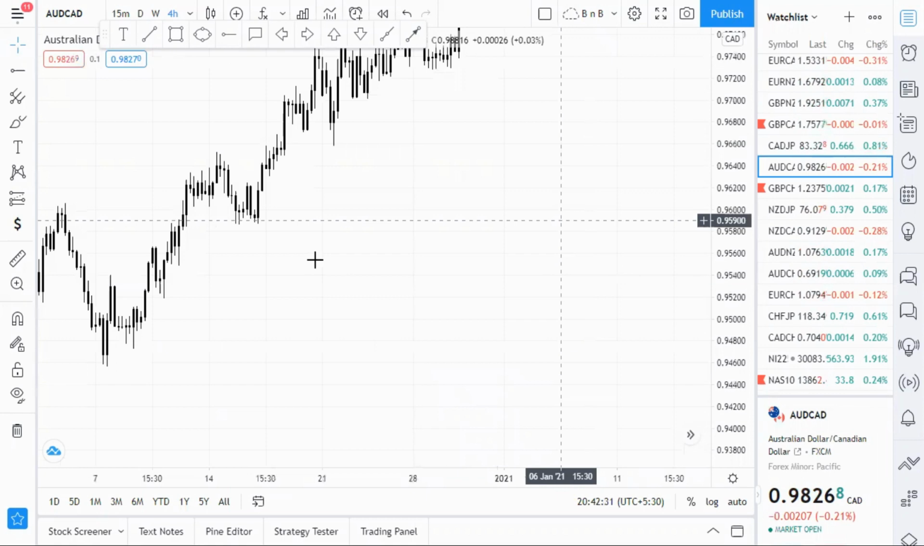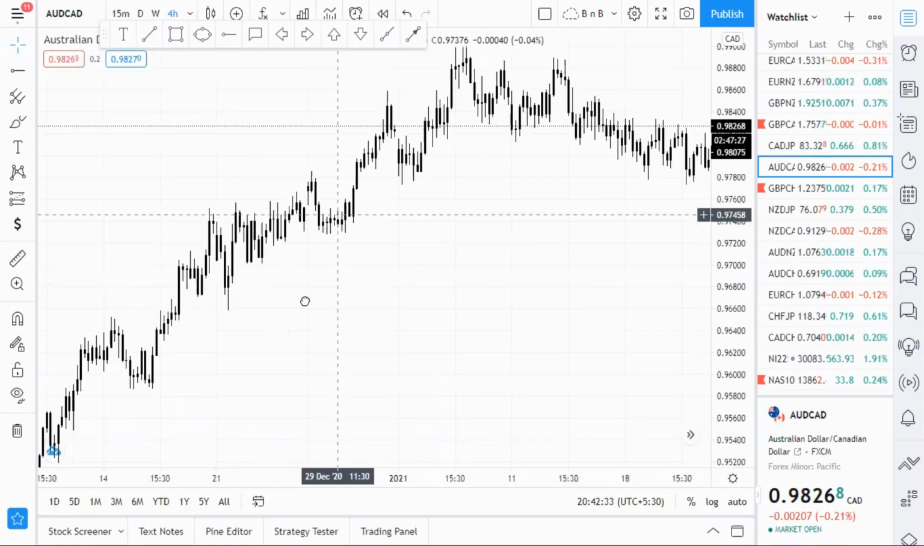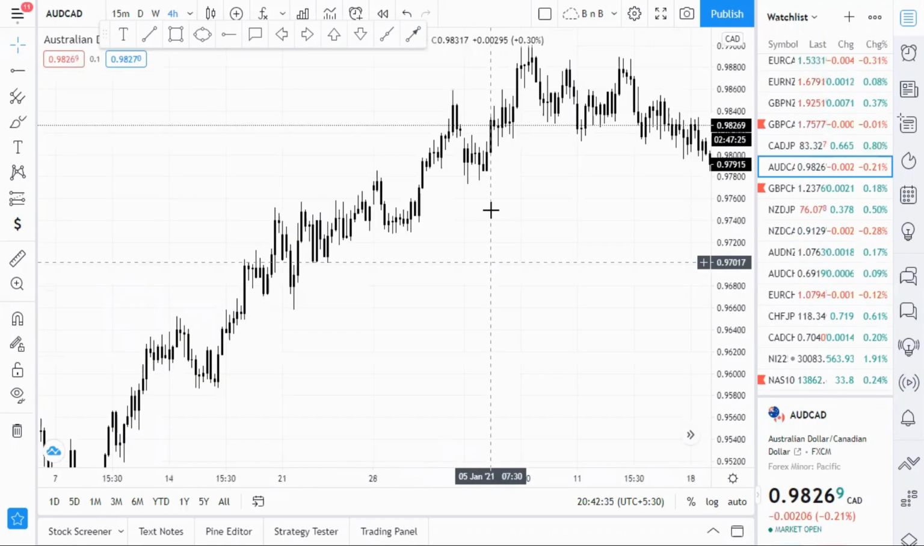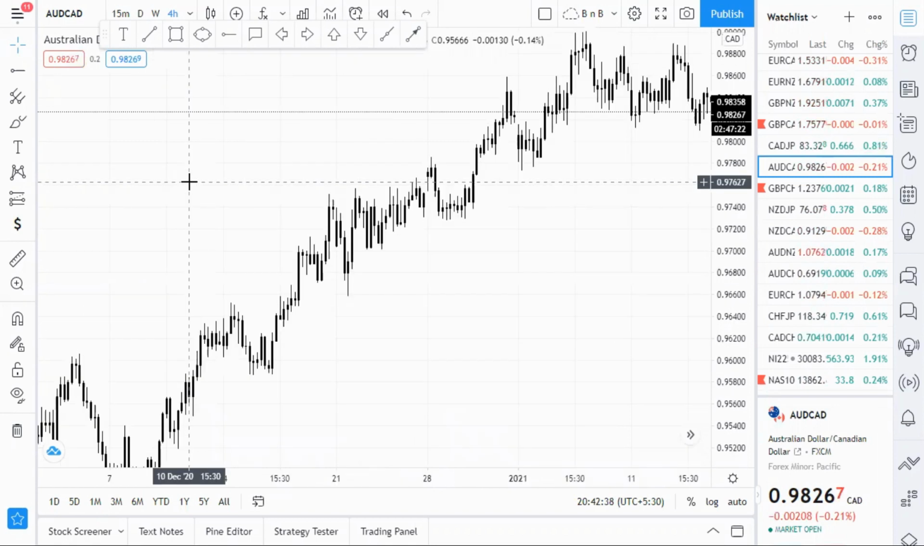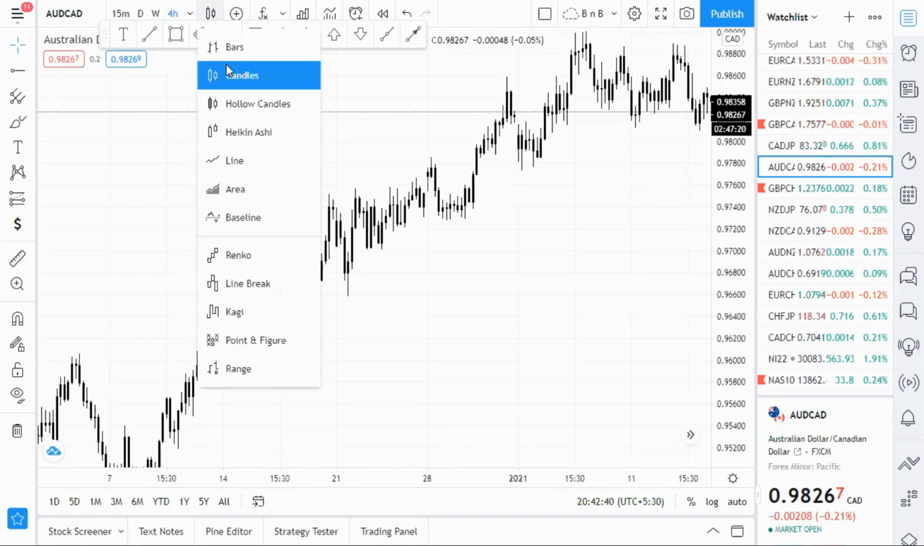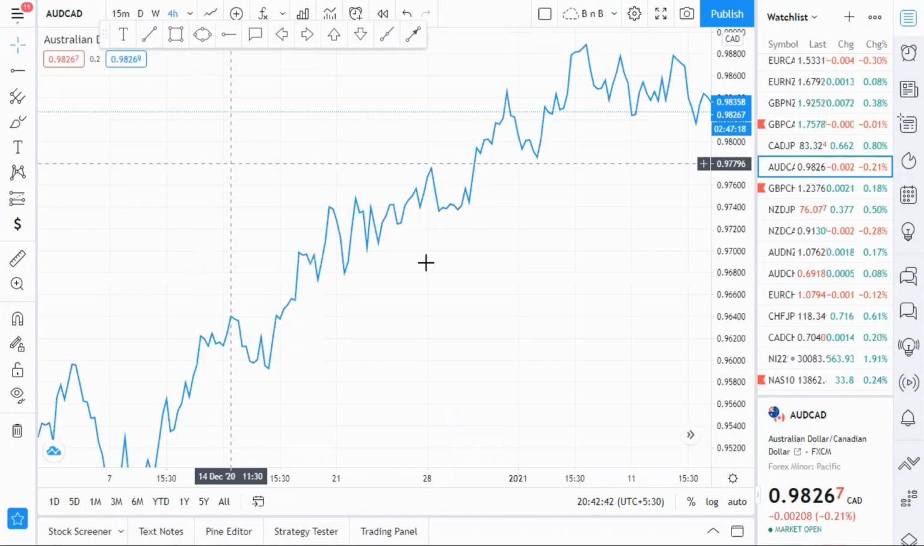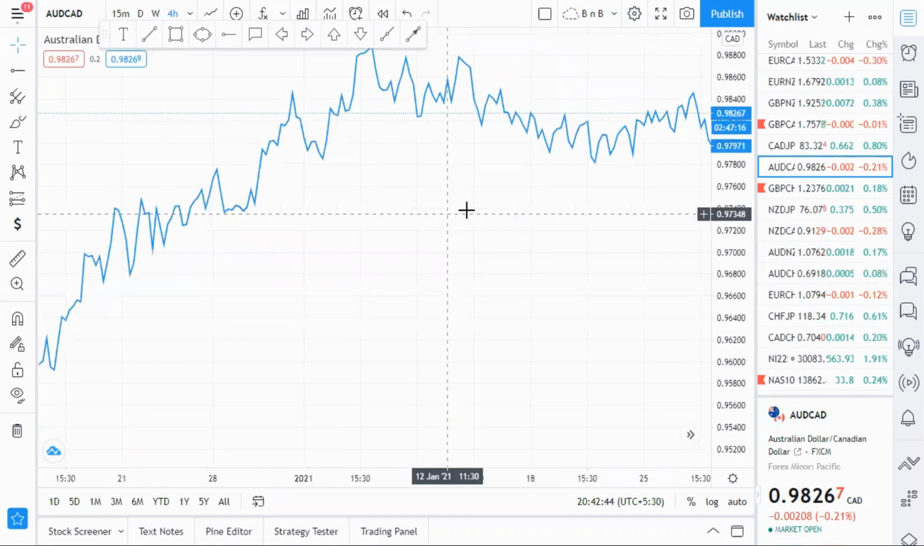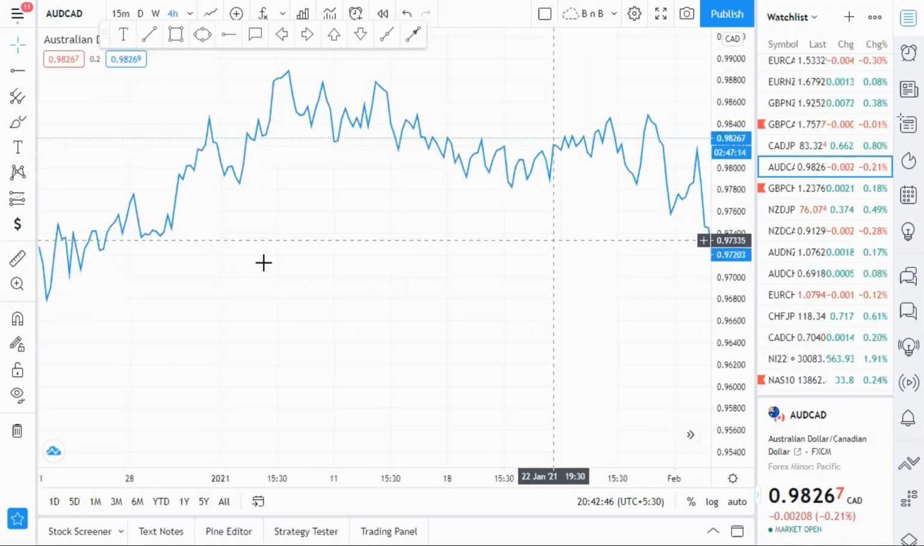Let's see. You can clearly see that price was moving in an uptrend here. If you turn it into a line chart, you can clearly identify the turning points. See?